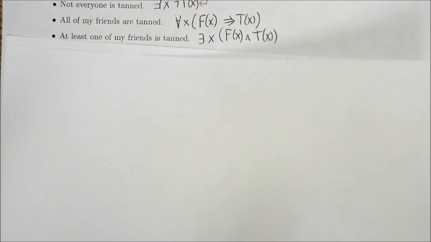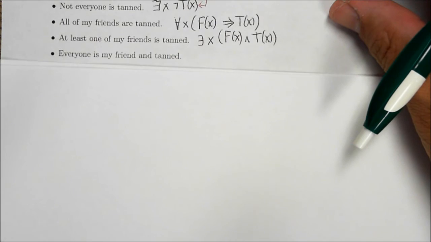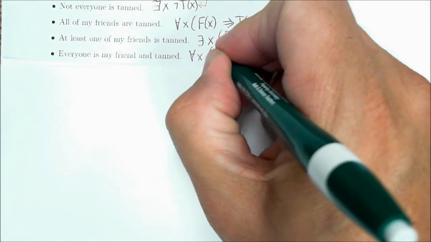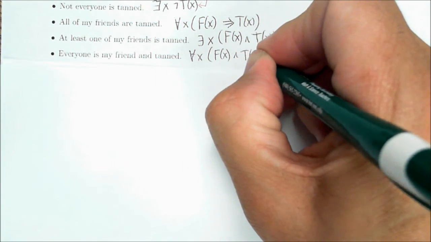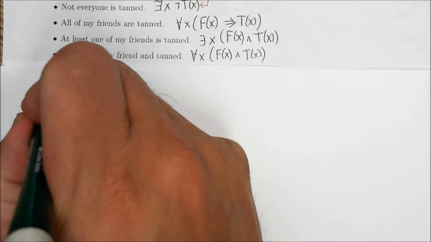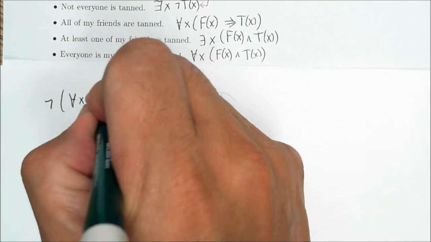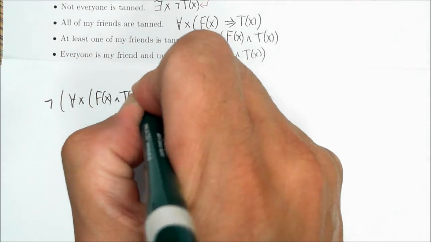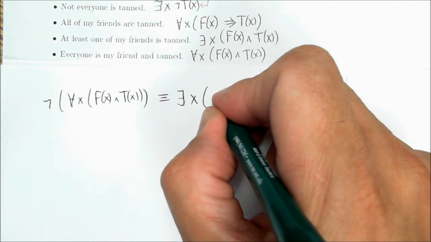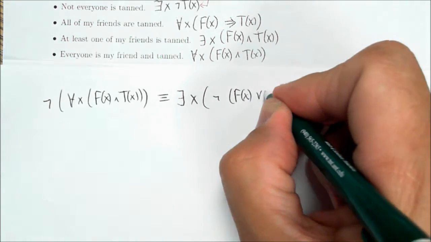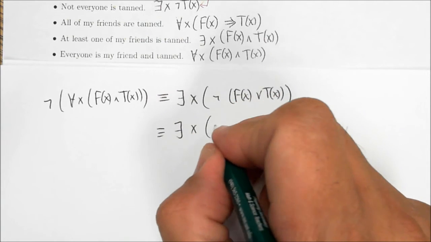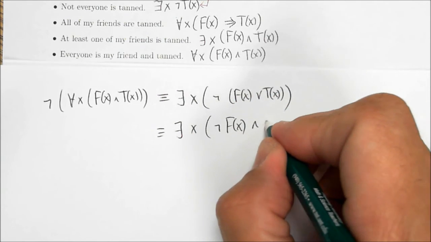Next. Everyone is my friend and tanned. So this would be for all x, they're my friend and they're tanned. So that would be the original statement. Define the negation. The negation of for all x, f of x and t of x. This would be that there exists an x such that not f of x or t of x, or that there exists an x such that not f of x and not t of x.